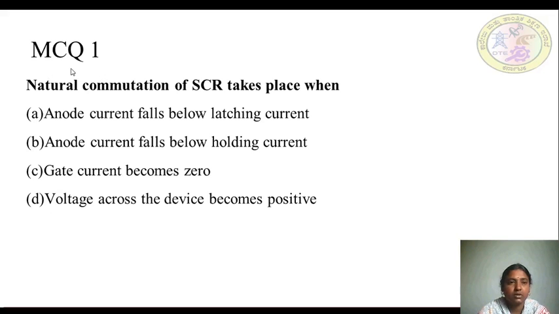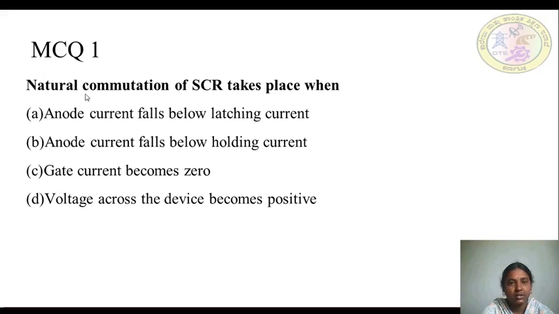These are some of the multiple choice questions. Now we will see some of the multiple choice questions based on the previous slides that I have explained to you. So the first question tells you, natural commutation of SCR takes place when: anode current falls below latching current, anode current falls below holding current, gate current becomes zero, or voltage across the device becomes positive.